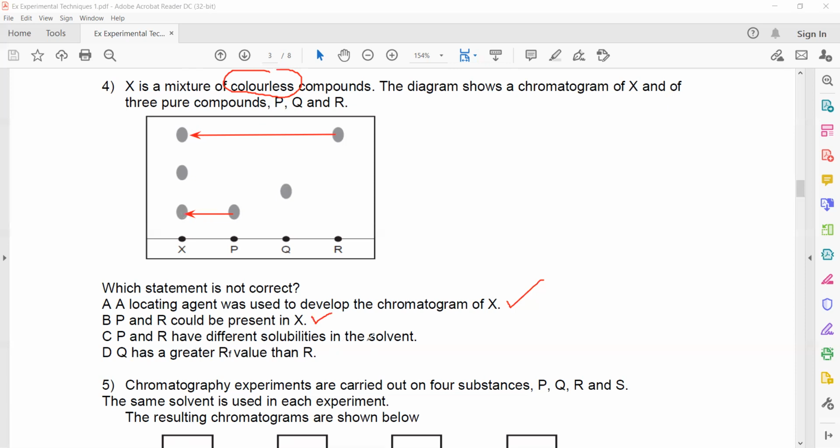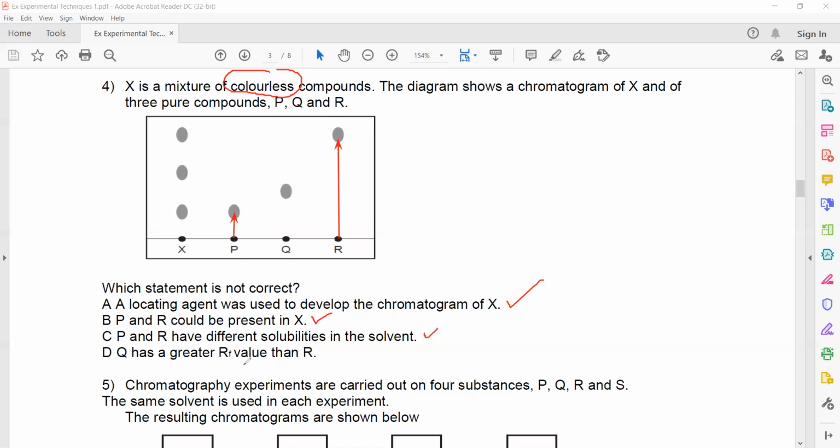P and R have different solubility. That's also true. Why? You can clearly see that the height to which P rises is different from R. P rises to a shorter distance whereas R rises to a greater distance. It means R is more soluble. That's why it rises more with the solvent. So statement C is also true.